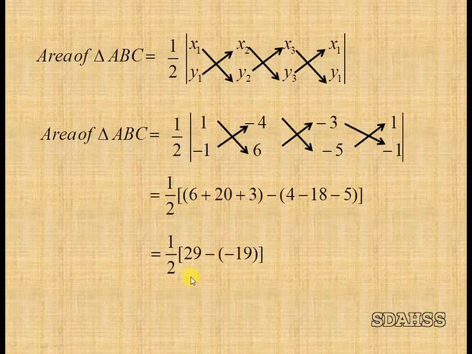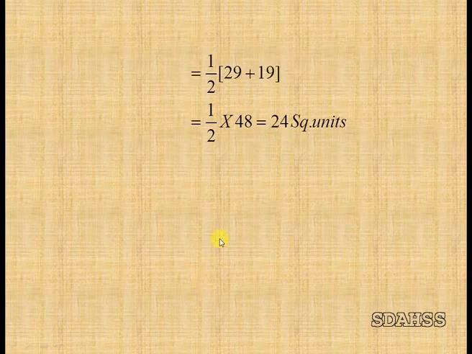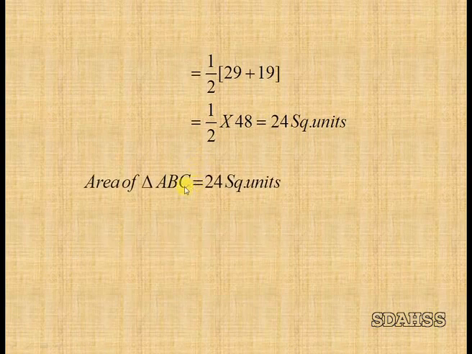So this can be written as half into 29 plus 19, which is half into 48. Cancel the numerator and denominator by 2. So this becomes 24: 2 twos are 4, 4 twos are 8, 24 square units. So the area of triangle ABC is equal to 24 square units.